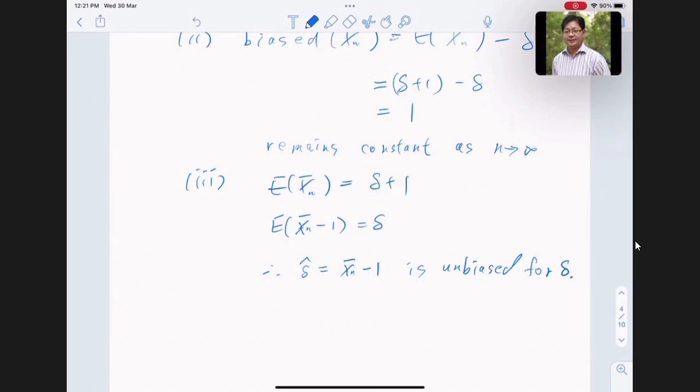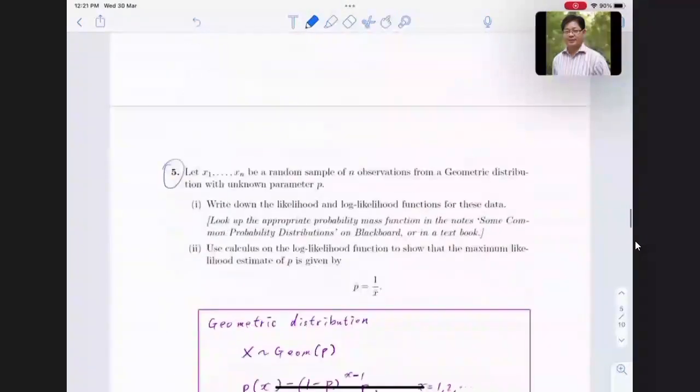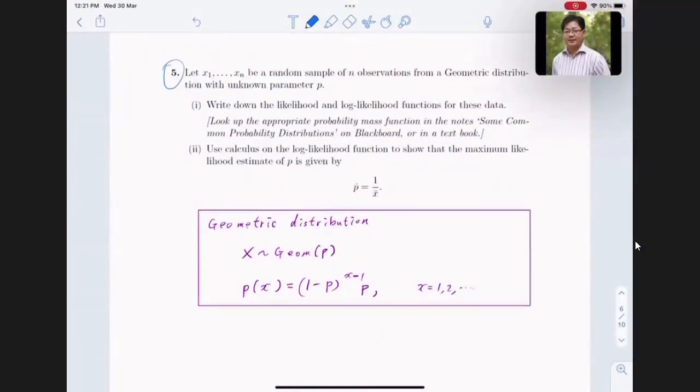So now, let's move on to question number 5, which is a typical question on finding the so-called maximum likelihood estimator. You may refer to the notes on maximum likelihood estimation on how we can write down the likelihood function and maximize it to find the MLE. And for your easy reference, I've already provided you the probability function of the geometric distribution here.